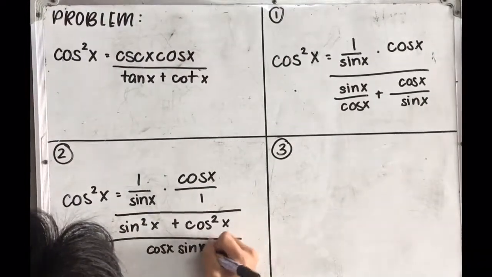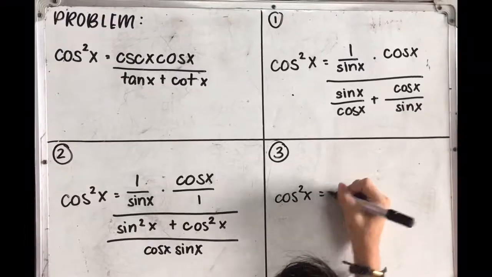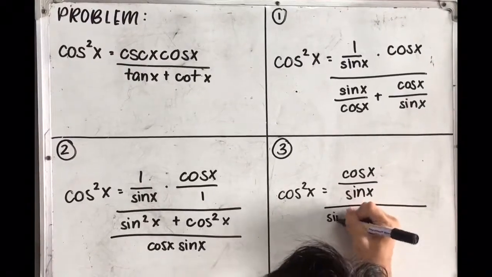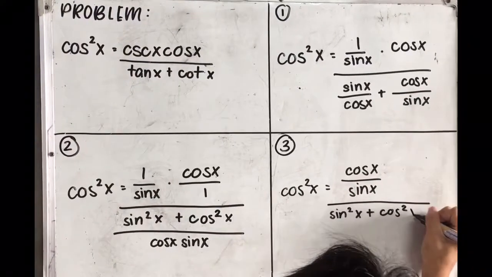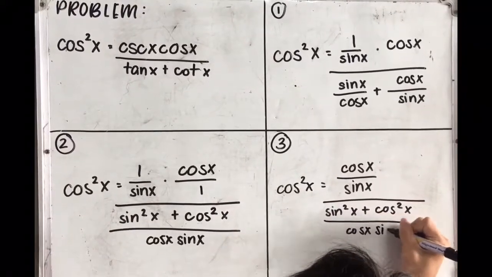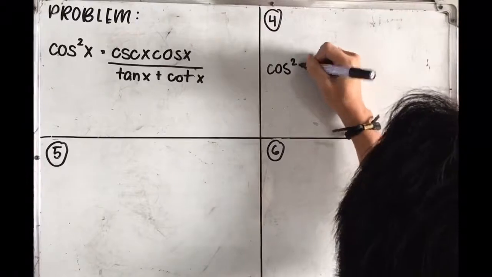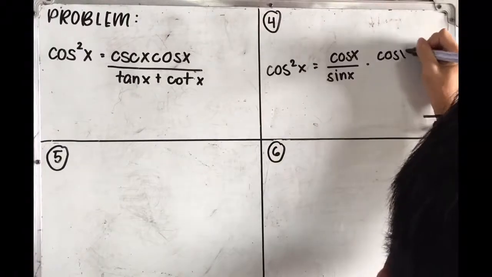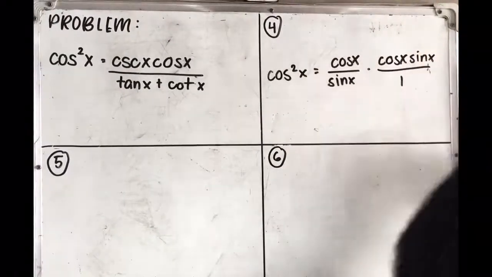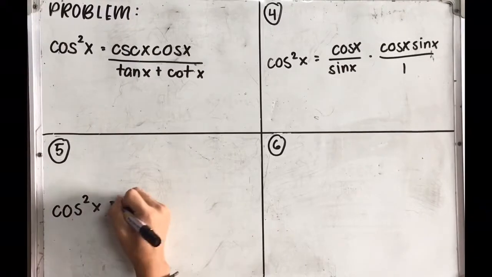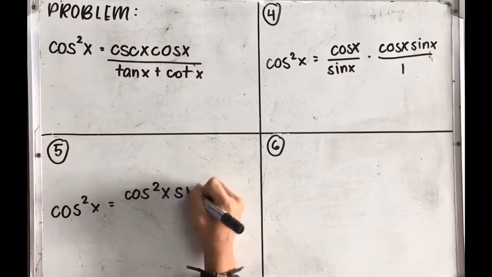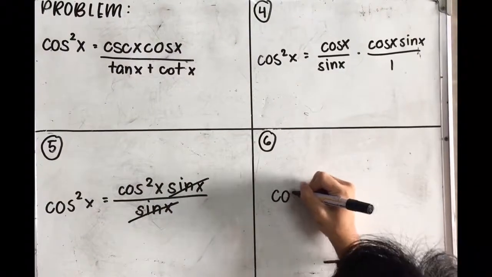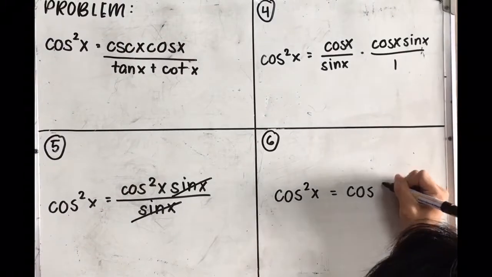From our solution number 2, we can now simplify our numerator, which is cosine x over sine x, all over sine squared x plus cosine squared x all over cosine x times sine x. Next, combining the whole fraction, and remember, when we are dividing a fraction by a fraction, we have to reciprocate the denominator and rewrite 1 as the value of cosine squared x plus sine squared x. And then proceeding to simple multiplication, we will have cosine squared x times sine x all over sine x, and we can cancel sine x. And there you go! You have cosine squared x equals cosine squared x.